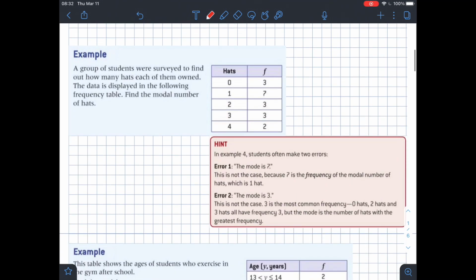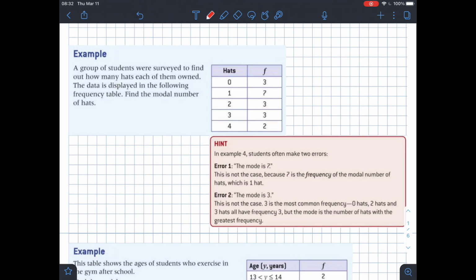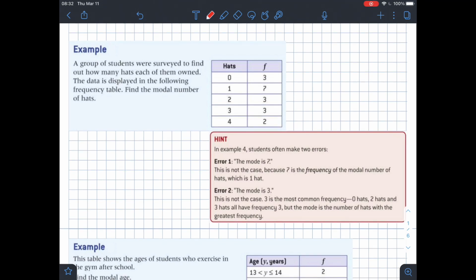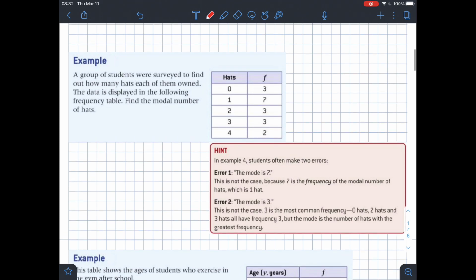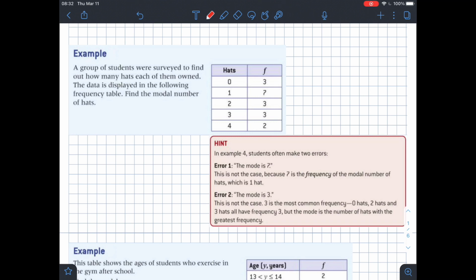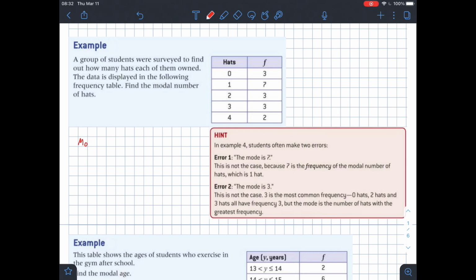It says, a group of students were surveyed to find out how many hats each of them owned. The data is displayed in the following frequency table. Find the modal number of hats. Okay, so now we're asked to find the mode, but given a frequency table. Whenever we're given a frequency table, it's even easier, right? Because the mode will be the number of hats, in this case, that occurs most frequently, or the one that has the greatest frequency. So basically, the mode in this case would be 1, right? So the mode is directly 1. Why? Because it's the one that repeats more frequently.